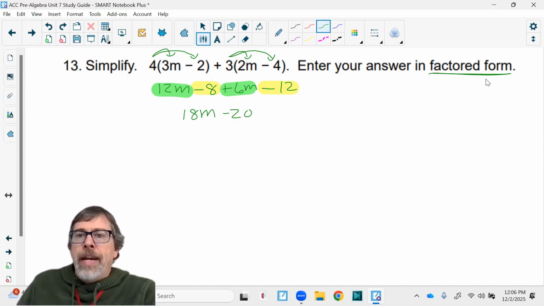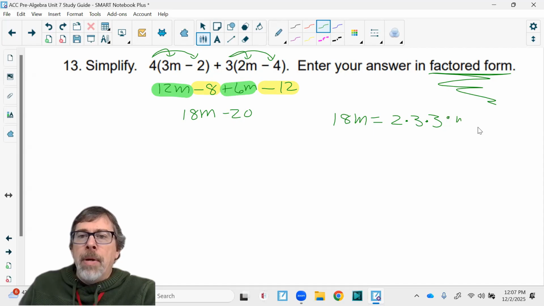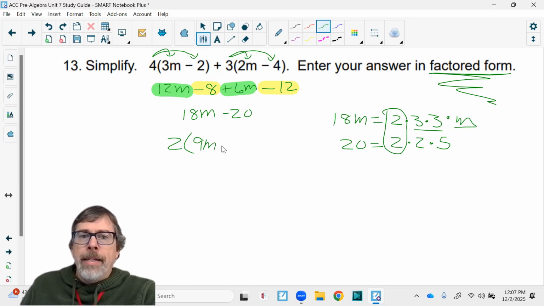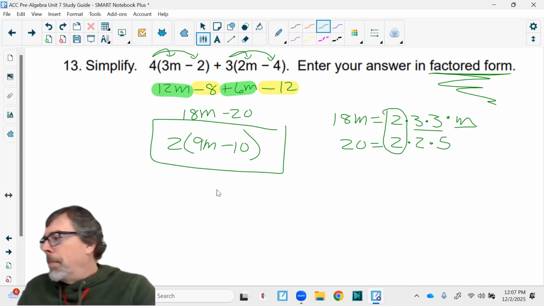Enter your answer in factored form. Read the directions. 18m equals 2 times 3 times 3. I did a factor tree in my head. 2 times 3 is 6 times 3 is 18 times m. 20 is 2 times 2, which is 4, times 5. I have a 2 in common, and that is it. This will factor out a 2, leaving me with 3 times 3, which is 9, m minus 2 times 5, 10. So it's 2 times 9m minus 10.